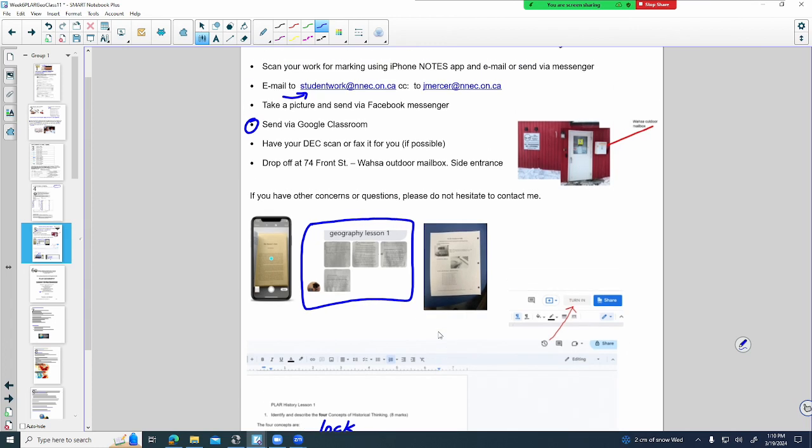Okay, so again, whichever is the easiest way for you to submit your key questions. Sometimes students will have their DEC scan and fax it for them. Or if you're within the Sioux Lookout area, you can always stop by here at WASA, 74 Front Street. There is a side entrance, the one facing the post office, and there's the WASA outdoor mailbox. Or you can just simply knock on our door and someone will take your assignments in for you.